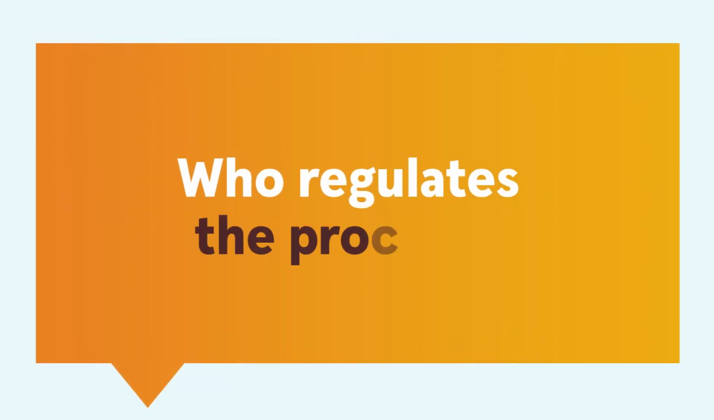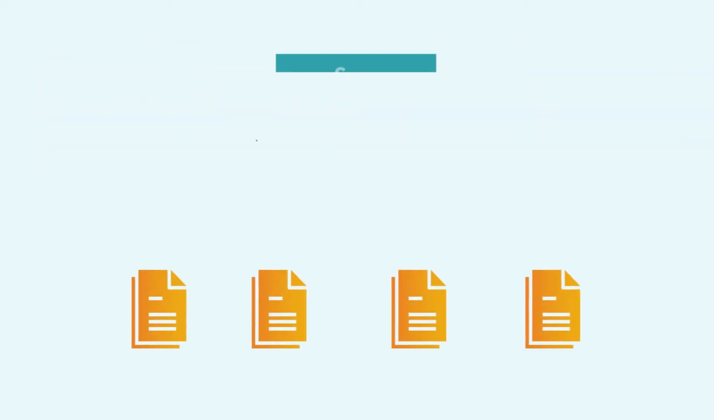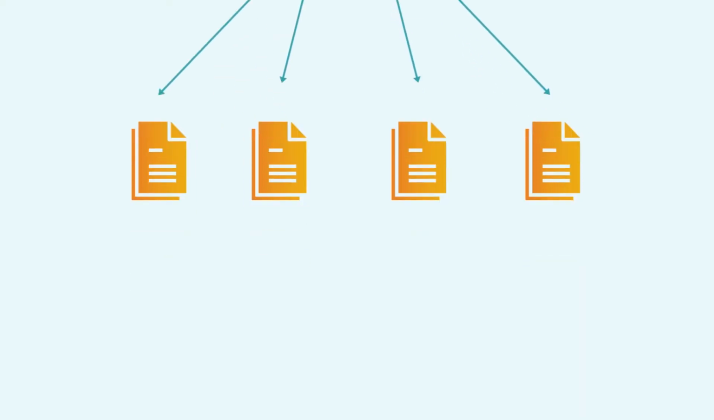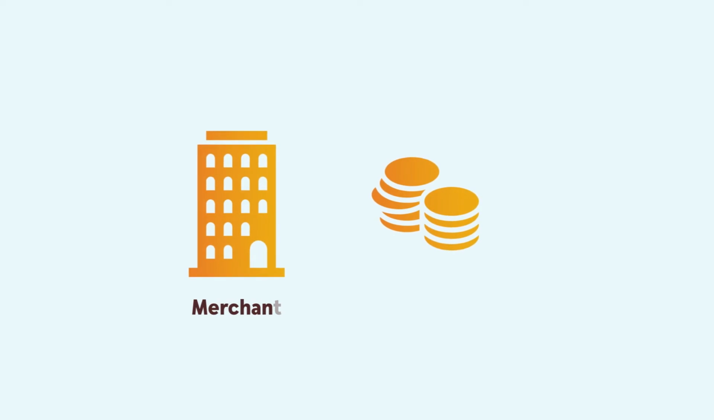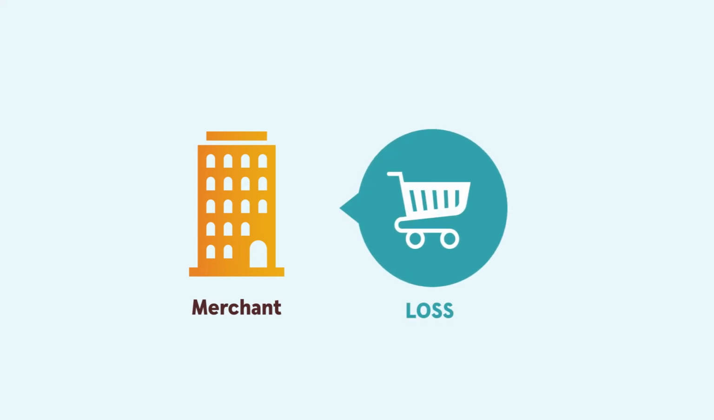Who regulates the process? The responsibilities and regulations for each business area are set by the international card organizations. According to these regulations, the merchant may forfeit funds in cases where the true cardholder disputes the transaction. Additionally, the merchant may suffer a loss for goods already delivered or services provided. Please find more information on the Swedbank website.